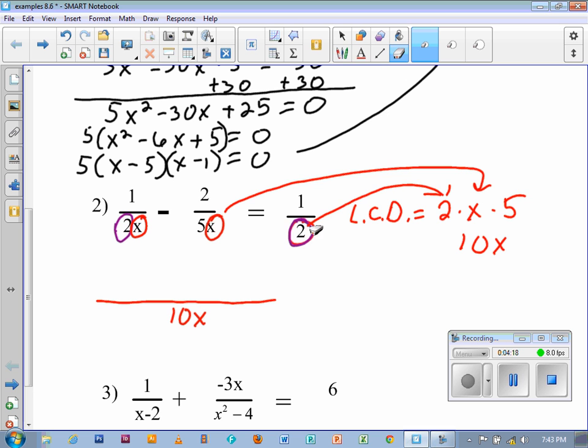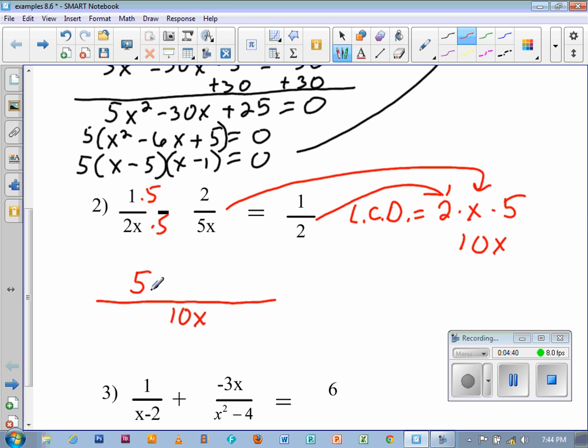Now, why am I doing this? The next step in this process, once we find a least common denominator, is to rewrite all our fractions with that LCD. So here's how we're going to do that. We ask ourselves, okay, I've got 2x here. How do I turn that into a 10x? The answer is just multiply by 5. If I multiply both of these by 5, I'll get 5 over 10x. I'm going to put all this over the same denominator, which I can do since they'll all be the same.